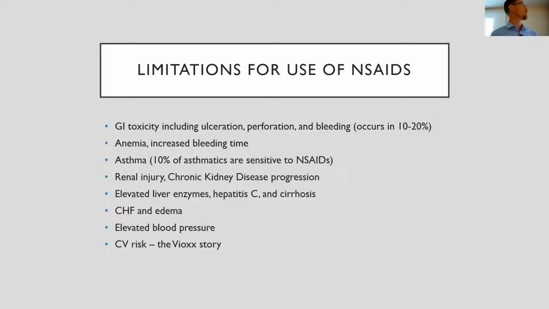So we talked already about some of the side effects, but GI toxicity, how common really is that? Well, studies show that patients who chronically take NSAIDs, up to 20% of them will experience ulceration, perforation, or bleeding. That number seems high to me, but I would just say, regardless of what the number is, it is not insignificant. Anemia, increased bleeding time, asthma. About 10% of asthmatics are sensitive to NSAIDs, according to the research that I found. Renal injury, of course, is something we think about often, but remember liver enzymes.